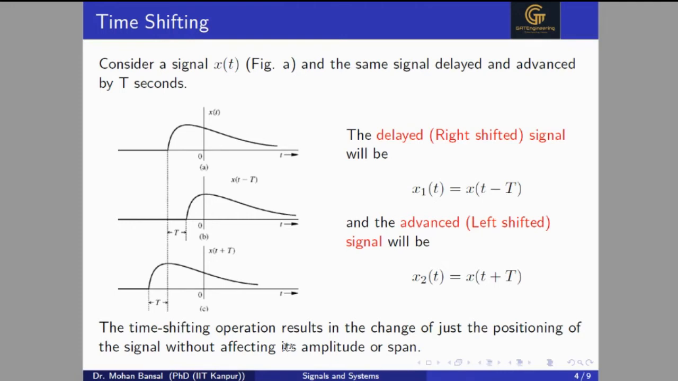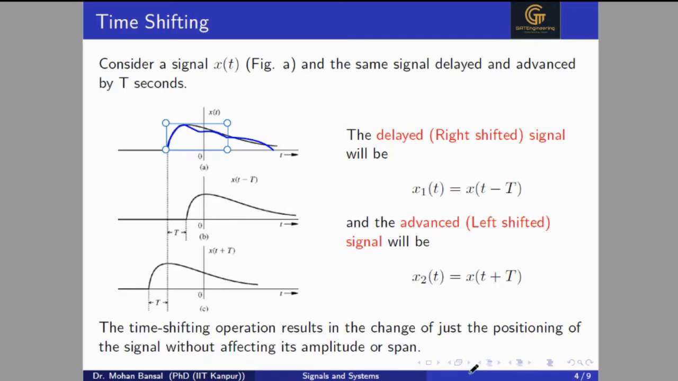Before that, one most important point is that in the time shifting operation, the amplitude and span of the signal, that means the width of the signal, will not change. Here you can see the same characteristic of the signal at all places. The only difference is that the time position will change. It will not affect the amplitude as well as its width.